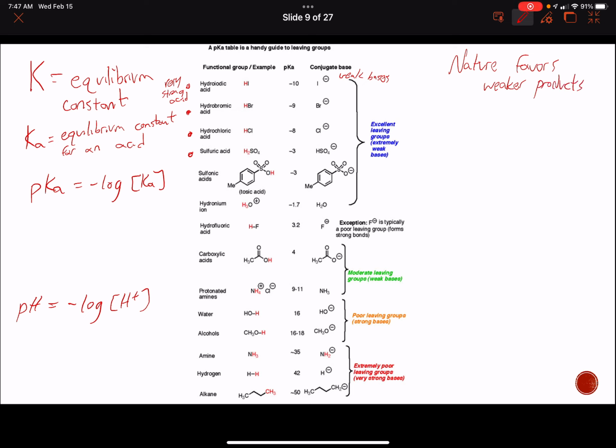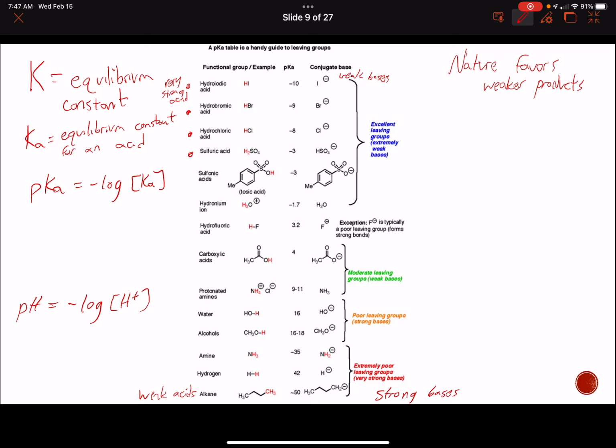The way to interpret this is that weak bases are at the top of the list and strong bases are at the bottom of the list. Strong bases derive from very weak acids. So the conjugate base of a weak acid is a strong base. The conjugate base of a strong acid is a weak base. Once again, not something you have to memorize, but it's just to help you understand what's going on here.